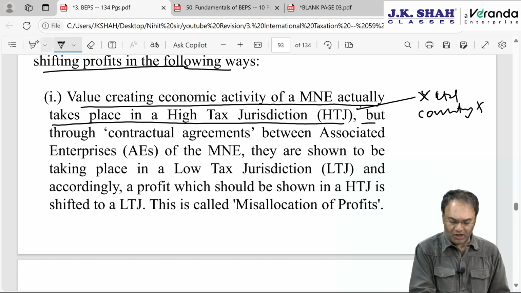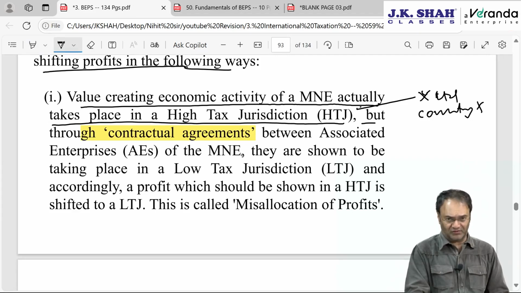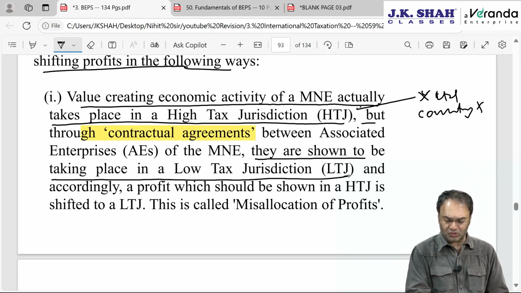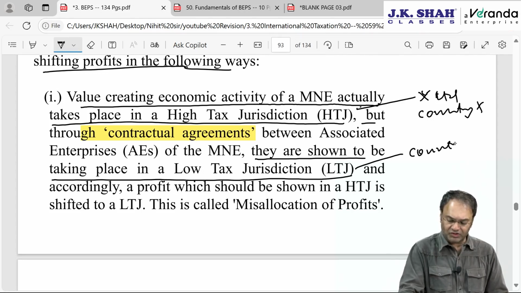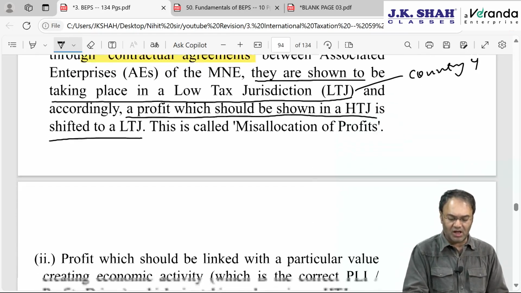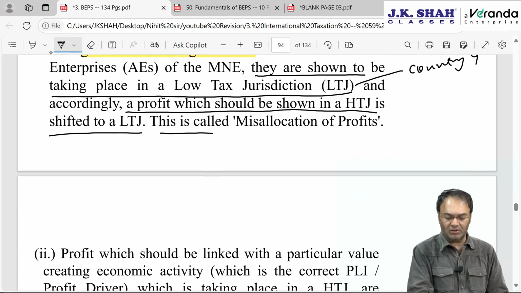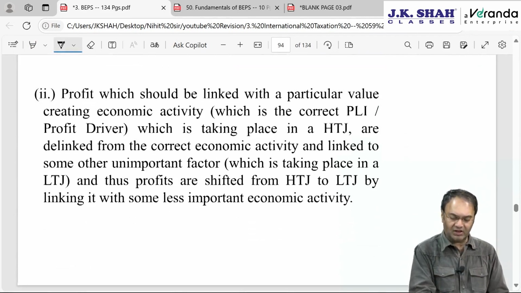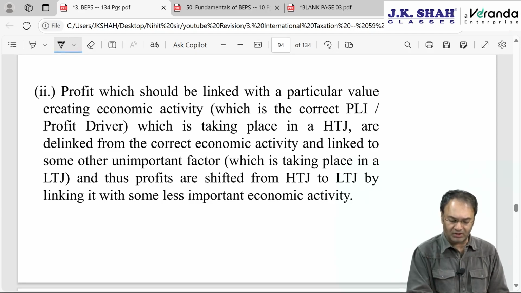But through contractual arrangements or contractual agreement between the associated enterprises of the multinational enterprise, they are shown to be taking place in a low tax jurisdiction, shown to be taking place in country Y, which is the low tax jurisdiction with 5% tax rate. Accordingly, a profit which should have been shown in a high tax jurisdiction is shifted to a low tax jurisdiction artificially. This is called misallocation of profits. What is the other way? Second way, I hope you people are clear with this.